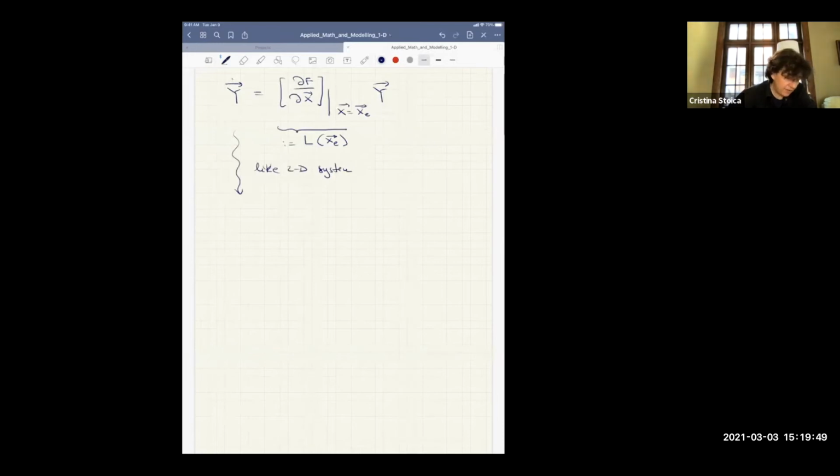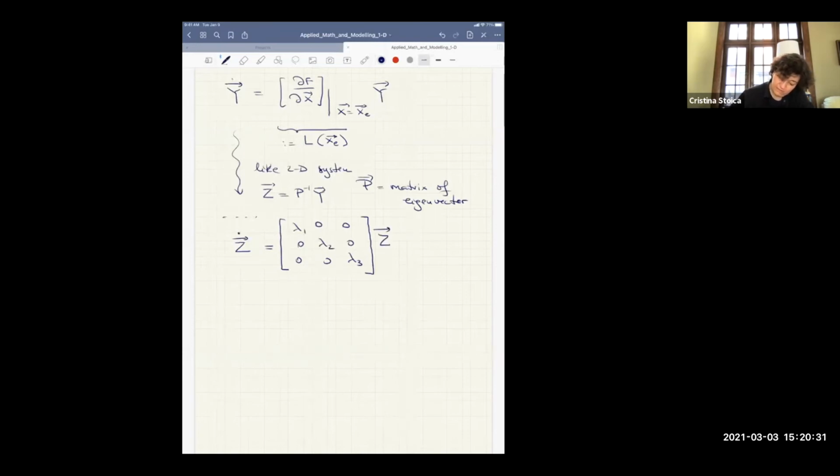If we do a change of variable, we will be with P minus one Y, right? Where P is the matrix with eigenvectors. The point is that once we do this and we do all the work, which is identical with the 2D, I repeat, we end up with something like Z dot equals, and here is the diagonal form of this L matrix, right? So this will be, for example, lambda one, lambda two, lambda three, and then 0, 0, 0, 0, and then here is the Z, okay? If we are in 2D, in 3D, right? So this is an example, okay? Like an example.